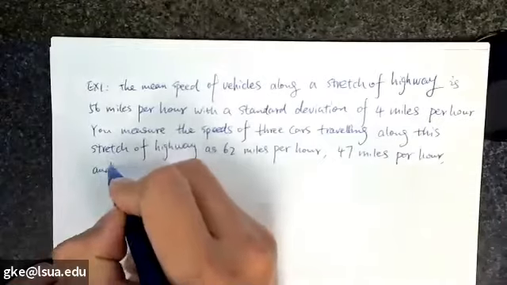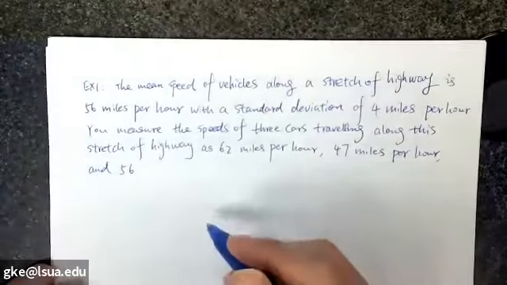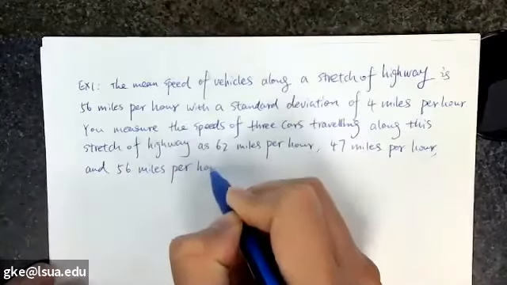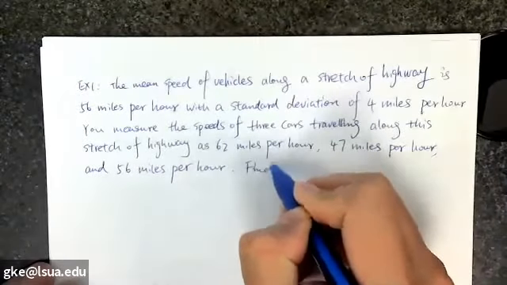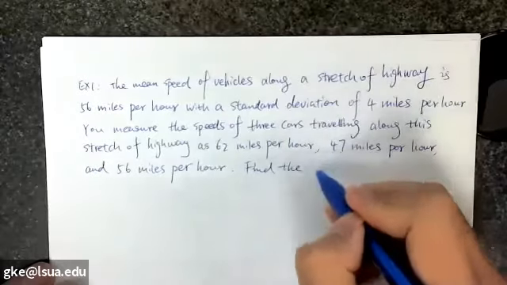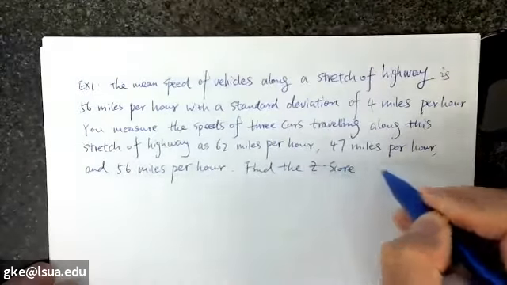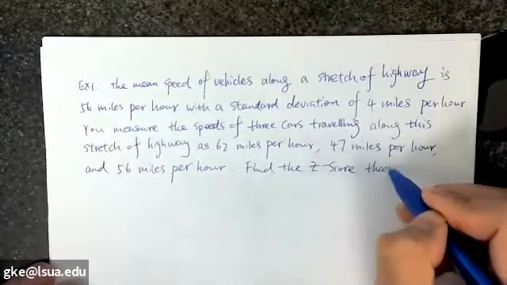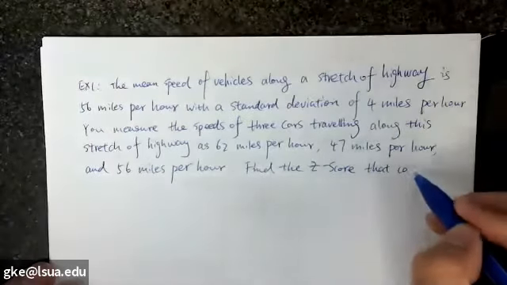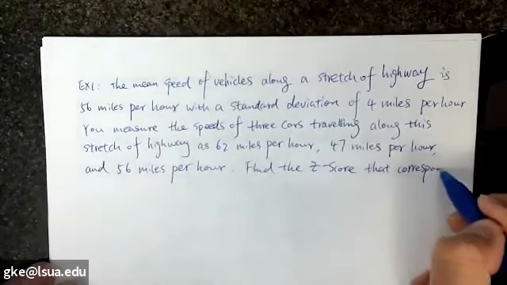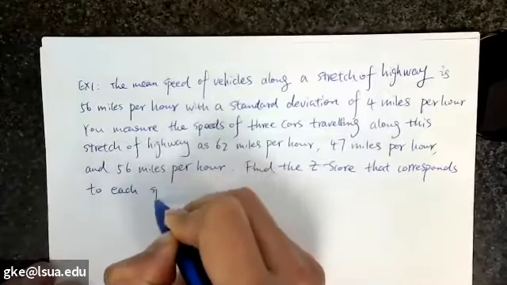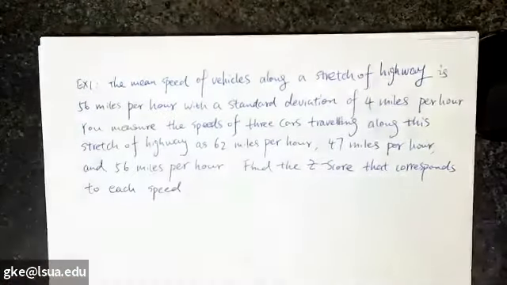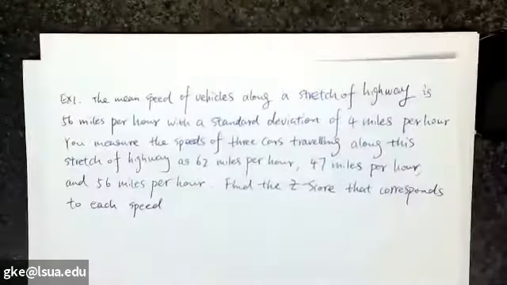And 56 miles per hour. Find the z-score that corresponds to each speed. Okay, so let's take a look at this problem.